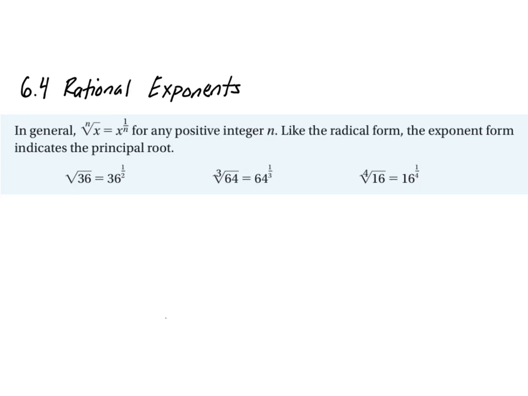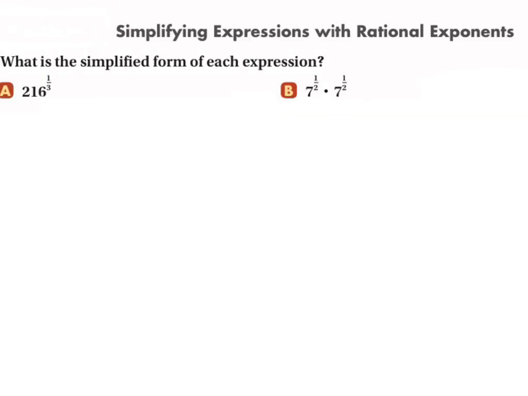All right, and so here you'll see that the square root of 36, when the square root is essentially having, in this case, 2, is equal to 36 to the 1/2 power. The cube root of 64 is equal to 64 to the 1/3 power, and so on. And so we're going to use this information to simplify and do other operations with radicals and exponents. So here it says, what is the simplified form of each expression?